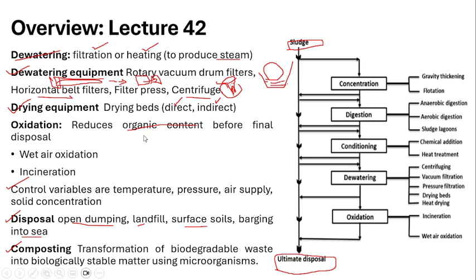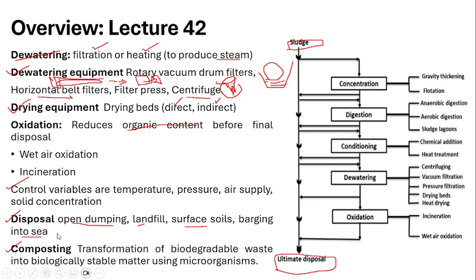So we have seen the steps involved in the sludge treatment. First one is the concentration of the sludge. Next is the digestion of the sludge. Next is conditioning, dewatering, and oxidation before disposal. We can dispose the sludge through open dumping, landfilling, to the surface soil or into the sea. Sometimes the sludge can be efficiently used by the method called composting.